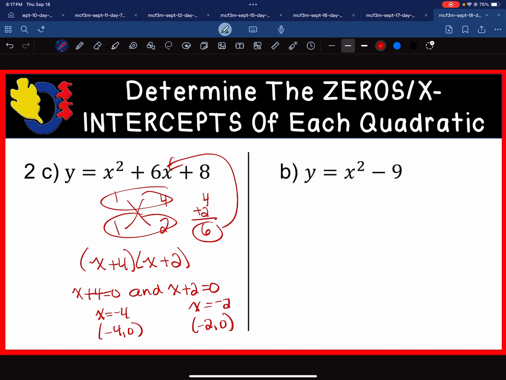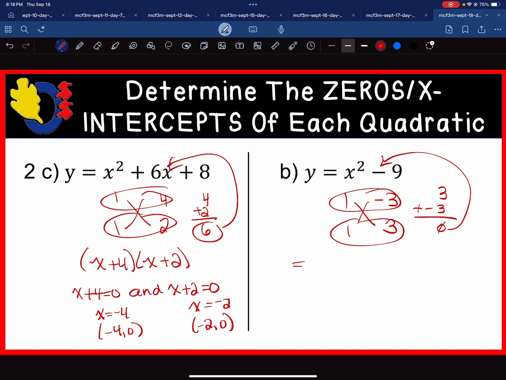Okay, the next one, we have a difference of squares. So 1 and 1, -3 and +3. So 3 and -3, when we add that together, we get 0, which is our middle term. So our factors are x minus 3 and x plus 3.